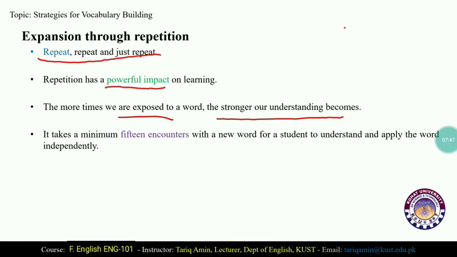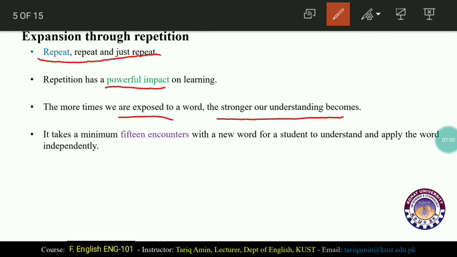And it takes a minimum of 15 encounters with a new word. 15 encounters, a very important part. It takes a minimum of 15 encounters with a new word for a student, first of all, to understand it, and then apply the word independently and in different contexts. Some people learn new words within 8 to 10 encounters or 6 to 7 encounters, but some students take at least 15 encounters with a word to understand it and then apply it in different contexts.